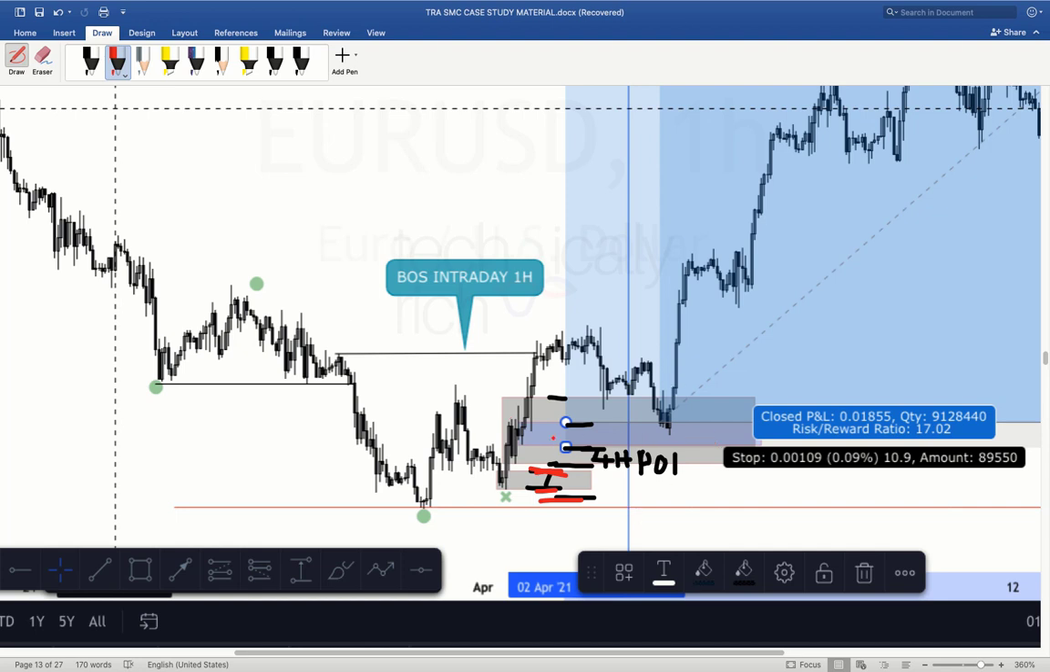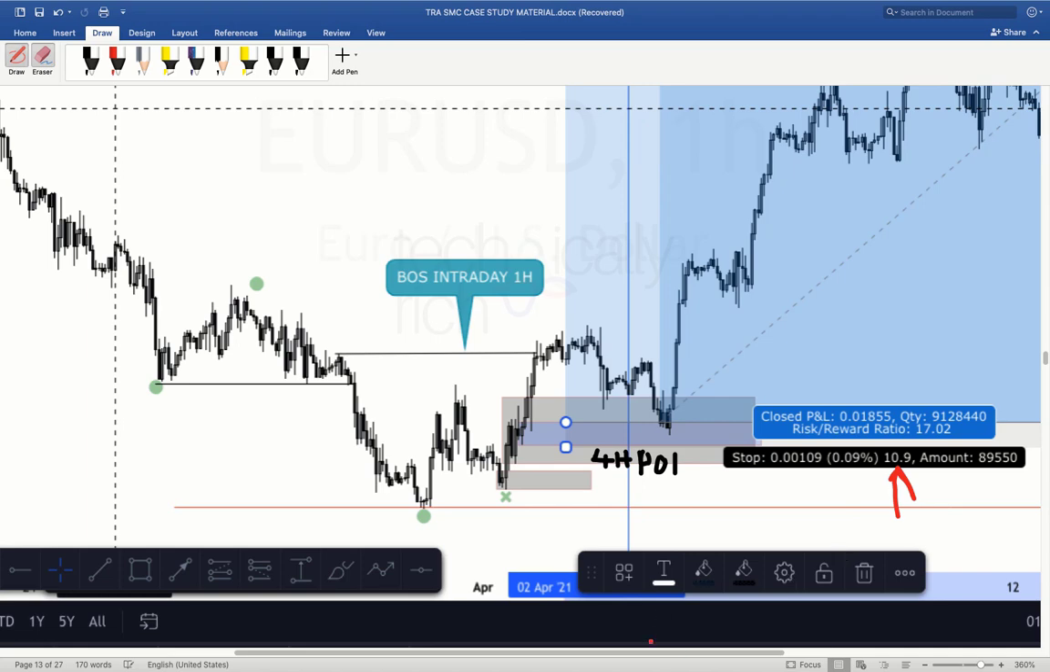If I wanted to refine this down to 30-15 minutes, I'd be able to reduce my stop loss from 10.9 pips to anything around 5 or 3 pips. If I go down to 5 minutes, I should be able to reduce this to like 2 pips or 5 pips or thereabout, right? It should be less than that 10.9 pips there.